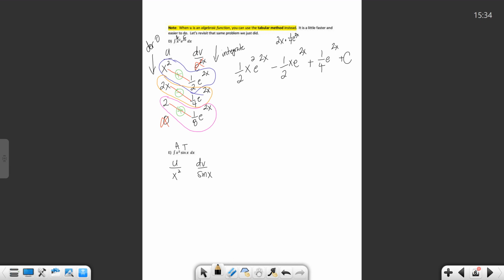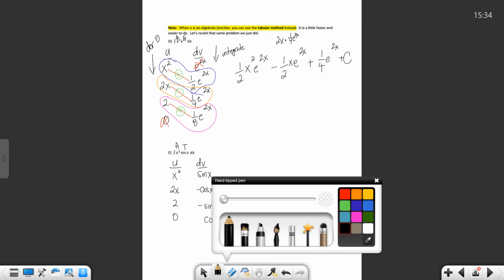Alright, so when I look at this one, you're going to take derivatives all the way down to 0. You get 2x, then 2, then 0. Now you want to integrate sine. Integrating sine is negative cosine. To integrate negative cosine, you get negative sine. And to integrate negative sine is just cosine.